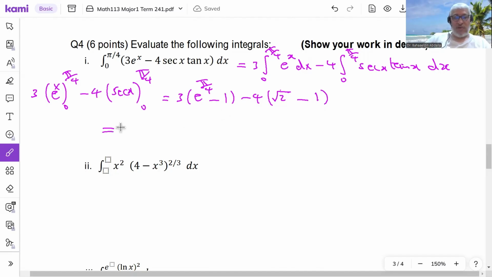If you want to simplify it, you can write it 3e to the power pi over 4 minus 3 minus 4 square root of 2 and plus 4. So there is a minus 3 and plus 4. So it would be plus 1. And this would be the answer of the integral.